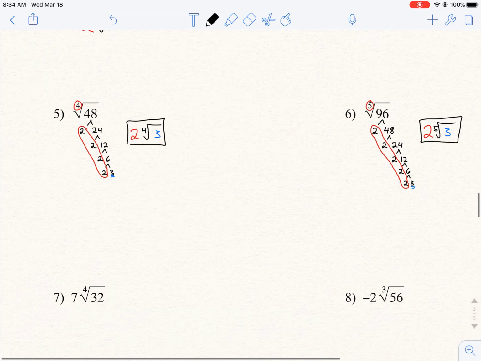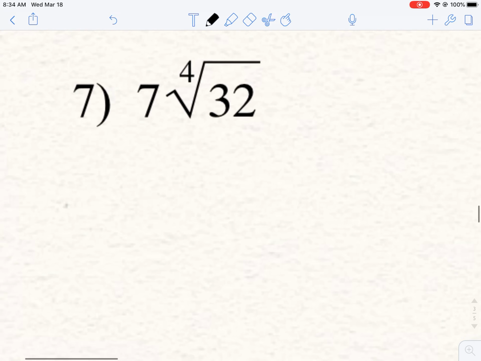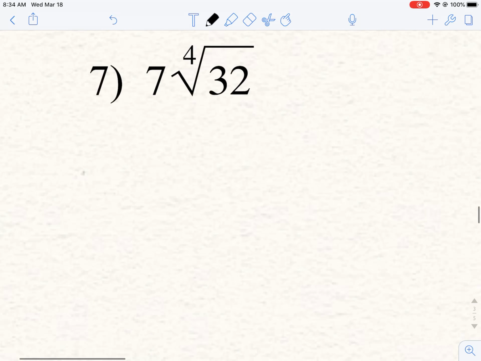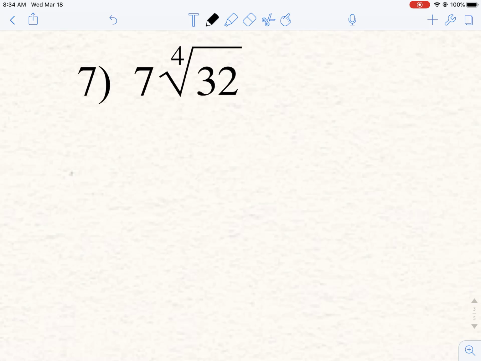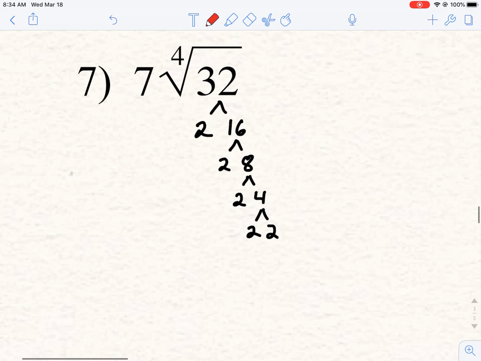And then finally, couple last problems here. If there is a coefficient in front of your radical with a different index, it still applies the same rules where you're going to multiply that coefficient by whatever is coming out. We're just working on the simplifying with different indexes. So that's 2 and 16, which is 2 and 8, which is 2 and 4, which is 2 and 2. Lots of 2's. 2's and 3's happen a lot when we're changing indexes.